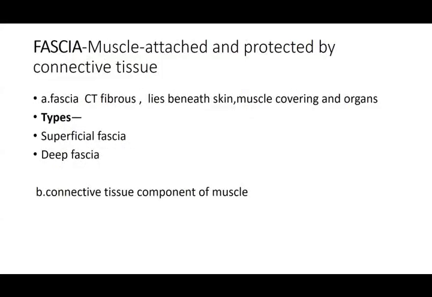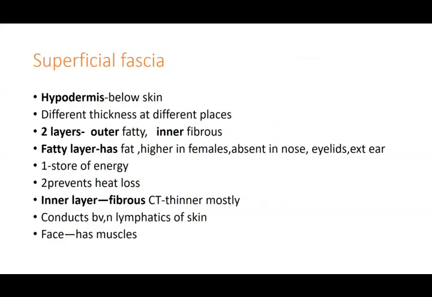Then there is fascia. What is fascia? The muscles are attached and protected by connective tissue. There are two types: a fibrous connective tissue fascia that lies beneath the skin and forms the muscle and organ coverings, and the connective tissue fascia of the muscle itself. The types are superficial fascia and deep fascia. The superficial fascia is the hypodermis, below the skin, of different thickness in different places. The outer layer is fatty, the inner layer is non-fatty. Where you have fat, it is the energy storage.